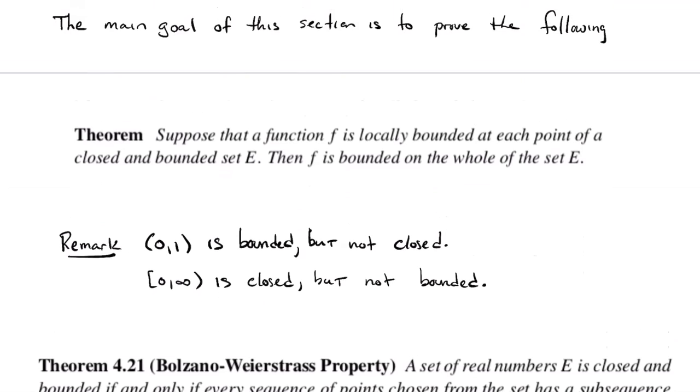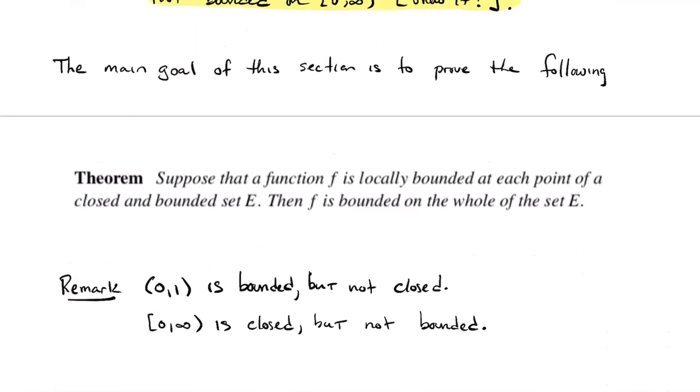Here it's stated more precisely that if you take a function that's locally bounded at each point of a domain that is both closed and bounded, then your function is bounded on the whole set. So a sufficient condition for locally bounded to imply bounded is the domain be closed and bounded.